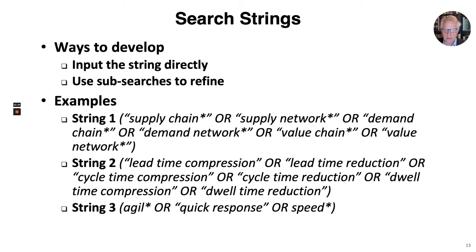String 2 shows the use of literals in the sense of things in a quote with no asterisk, lead time compression, reduction, whatever. Those terms must be returned exactly, but the use of the OR Boolean connector allows any of those terms to cause the article or the particular scholarly contribution to be returned. String 3 uses a combination of the wildcard, as you see, followed agile, and speed, but again with the Boolean operator OR, which will return any of those as the hit for that article.